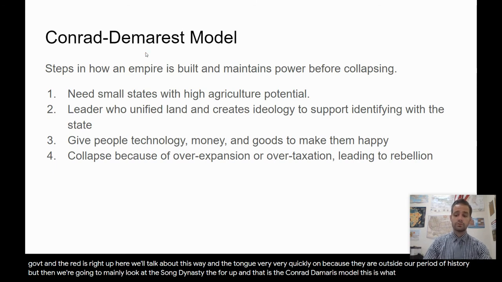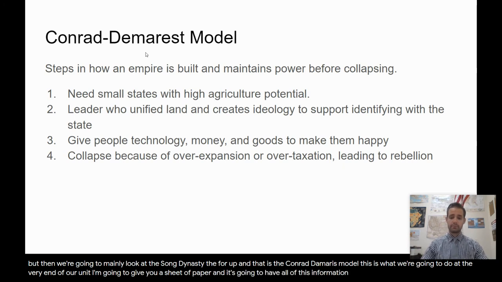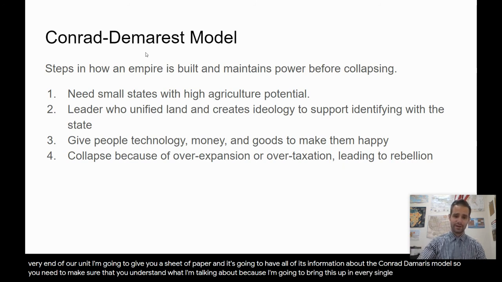This is what we're going to do at the very end of our unit. I'm going to give you a sheet of paper. It's going to have all of its information about the Conrad Demarest model. So you need to make sure that you understand what I'm talking about, because I'm going to bring this up in every single lesson this unit.